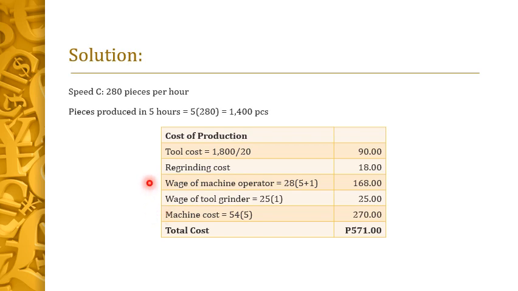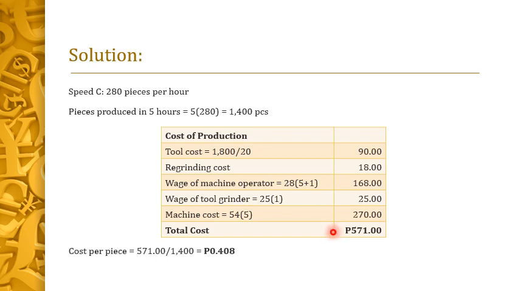For wage of machine operator, it is equal to 28 pesos per hour times 5 hours to operate the machine plus 1 hour to change the tools. This is equal to 168 pesos. For machine cost, it is equal to 54 pesos per hour times 5 hours, which is the operating hours of the machine. This is equal to 270 pesos. Getting the sum of these 5 gives the total cost of production for speed C, equal to 571 pesos.